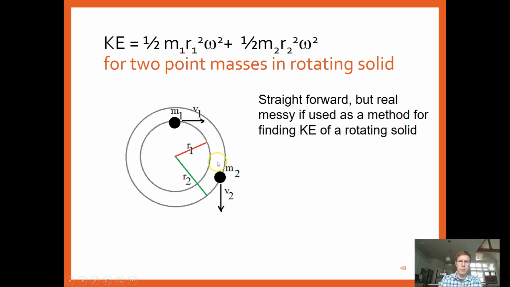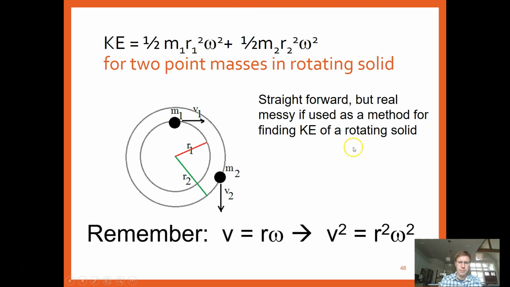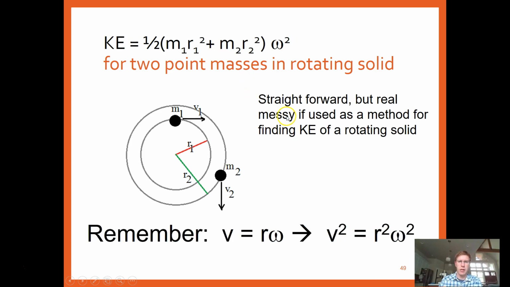So then for these two objects, our kinetic energy is 1/2 m1 r1 squared times omega squared. And then for the second one, it's 1/2 m2 r2 squared times omega squared, where these omegas are the same, but the m's and the r's are different. So again, this comes from v equals omega times r, so v squared is omega squared times r squared. That's the substitution we made here.